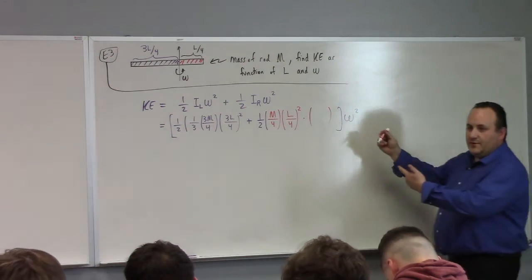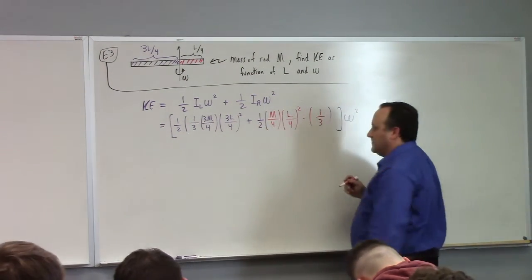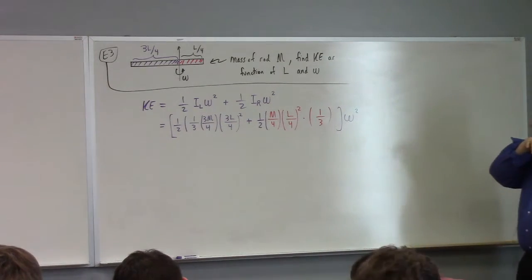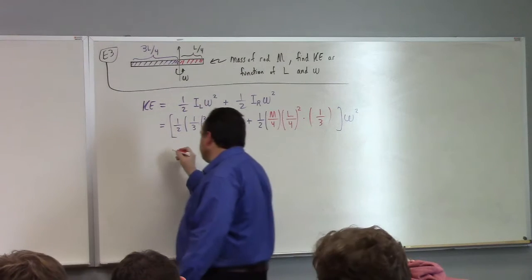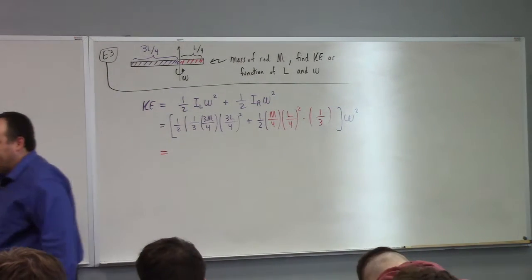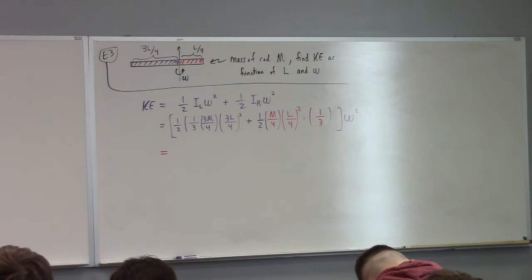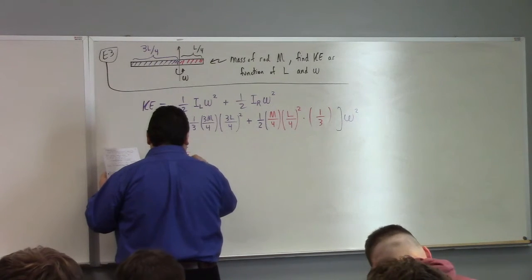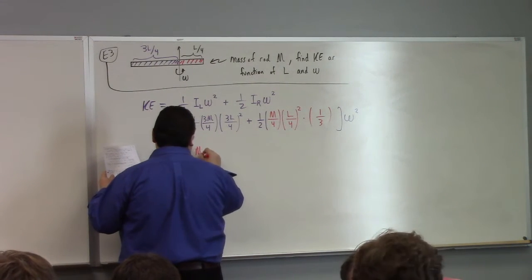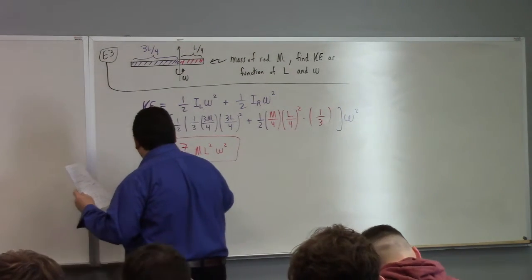So I'm missing a third here as well, okay? There's supposed to be a third on both of them. I just forgot to write it in the start. So, work it out. And what do you get? After some arithmetic, you get 7 over 96 m L squared omega squared. There you go.